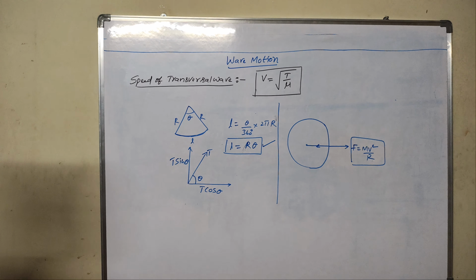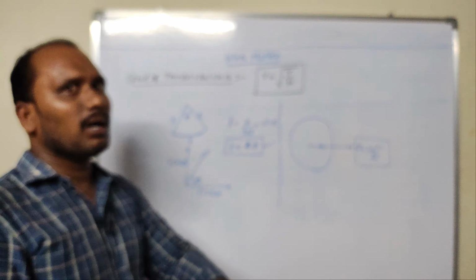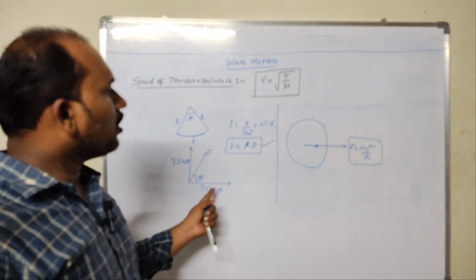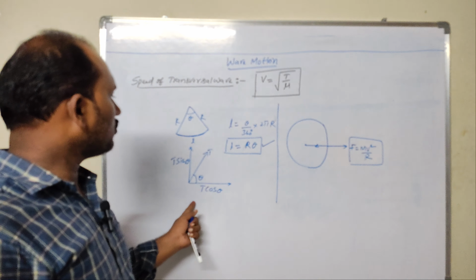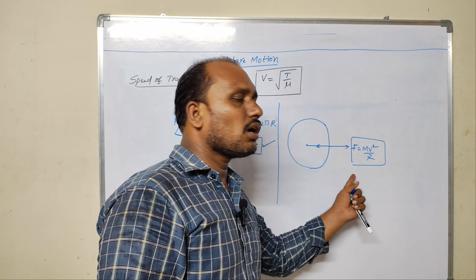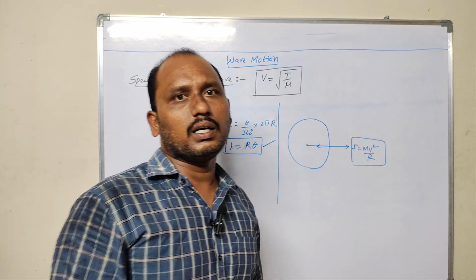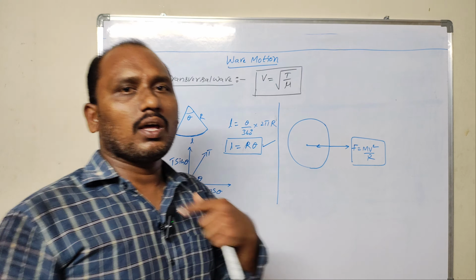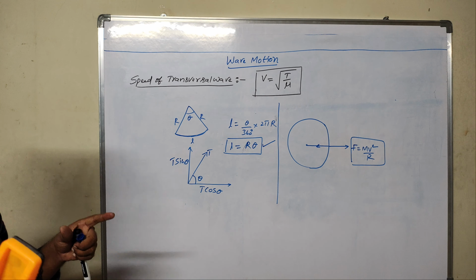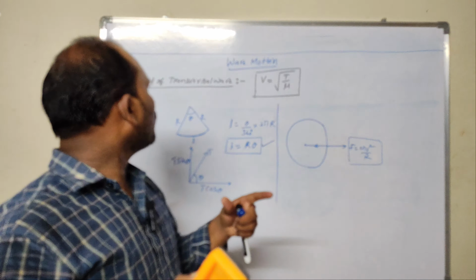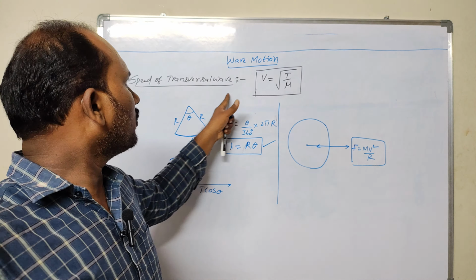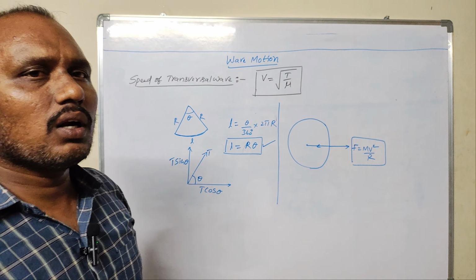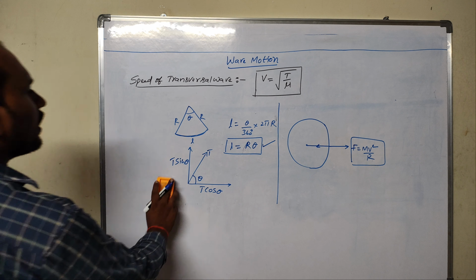So till now, what we discussed, guys: first, linear mass density; second, how to find the arc length; third, compound resolution for vectors; and finally, centripetal force and centrifugal force. Centripetal force is equal to mv²/r. This is the basic thing we need to derive the speed of a transverse wave. I want to find the speed of a transverse wave, v = root of T by mu.